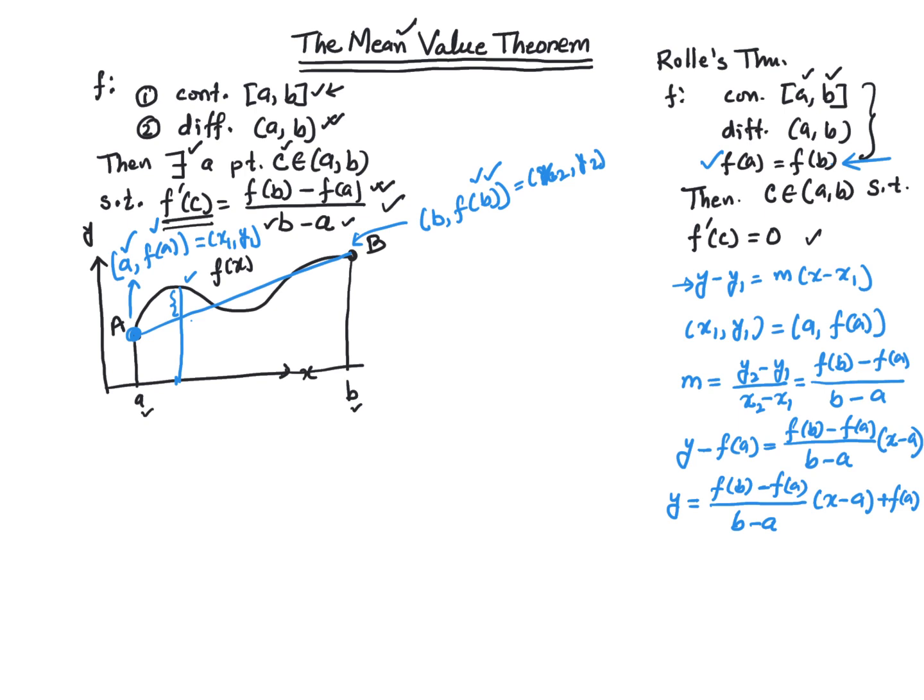Now, if I simplify it a little bit, this is what I get. So I just move this f(a) to the right, and this is what I get. So this is the equation of the line L. So let's call it L.